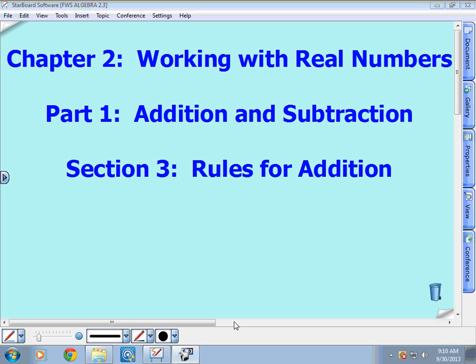Today we're going to get into section 3, some rules for addition. So the idea is, how are we going to add these things together without using a number line? We're going to give you some rules so that you're able to add those together and come out with your answer without using a number line.